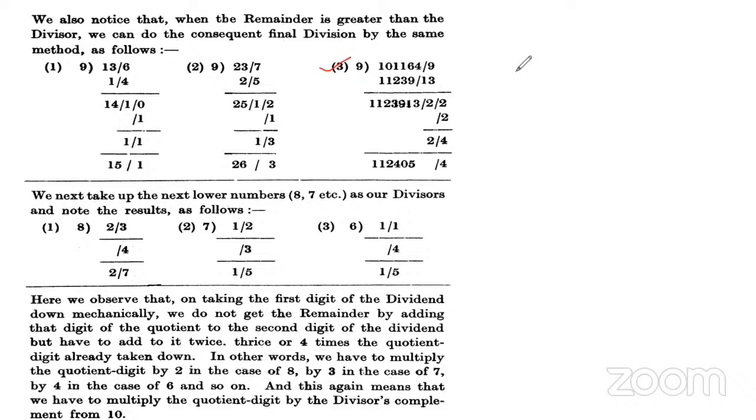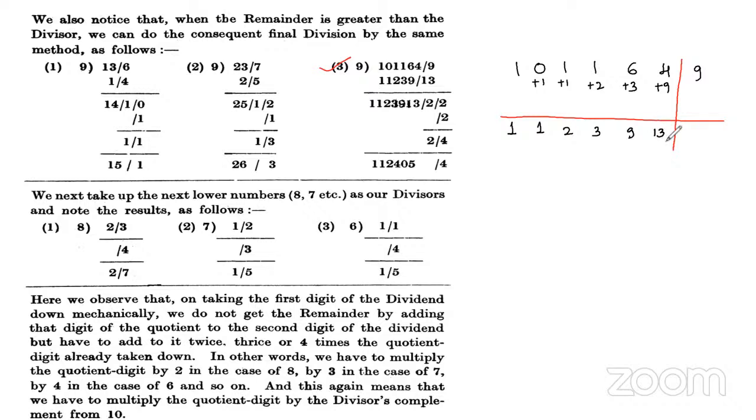Try the second example. 1011649 divided by 9. So this will be our first part and second part. First I'm dropping 1 and adding here, then I'm getting 1. Again I'm adding here, then I'm getting 2, then 3, then 9. So 9 is added here, then I'm getting 13. Observe very carefully, we got a 3-digit number here. This is also new for you. Now 13 is added here, so that we are getting 22.